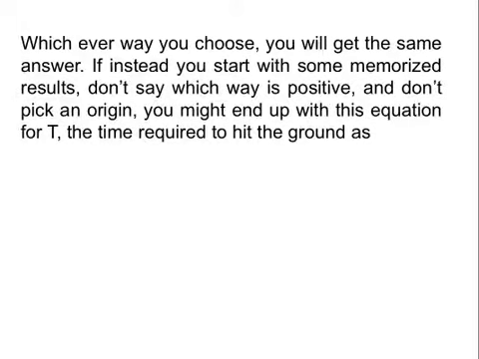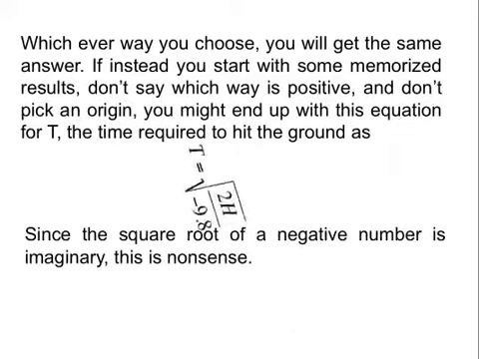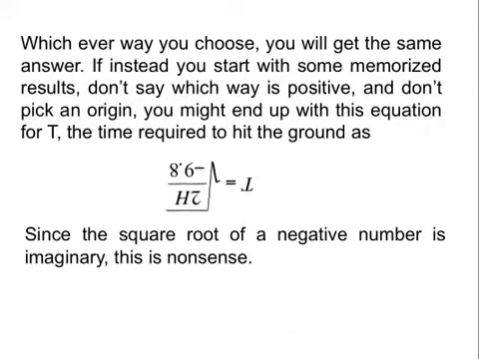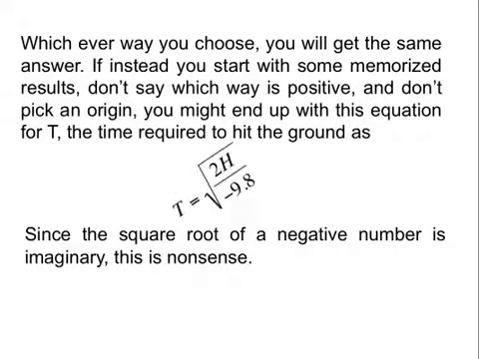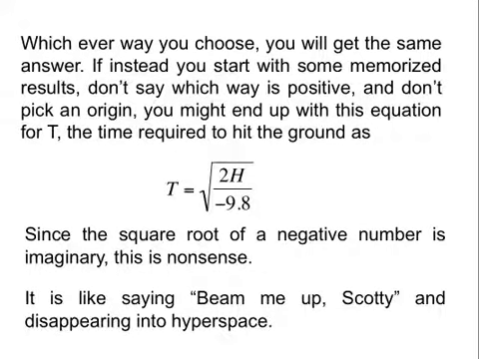If instead you start with some memorized results, don't say which way is positive, don't pick an origin, you might end up with this equation for t, the time required to hit the ground, as the square root of 2h over minus 9.8. Since the square root of a negative number is imaginary, this is nonsense. It's like saying, beam me up, Scotty, and disappearing into hyperspace.